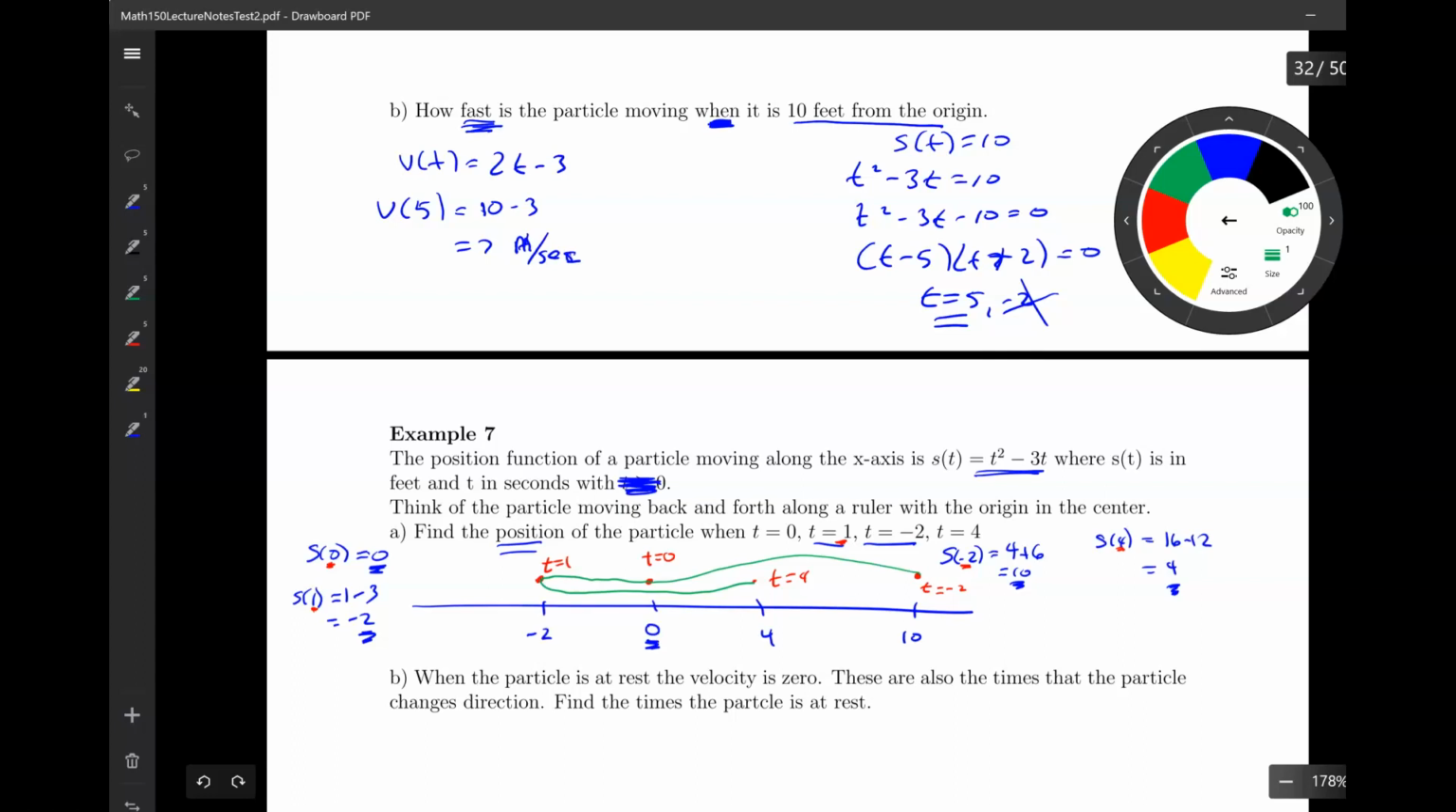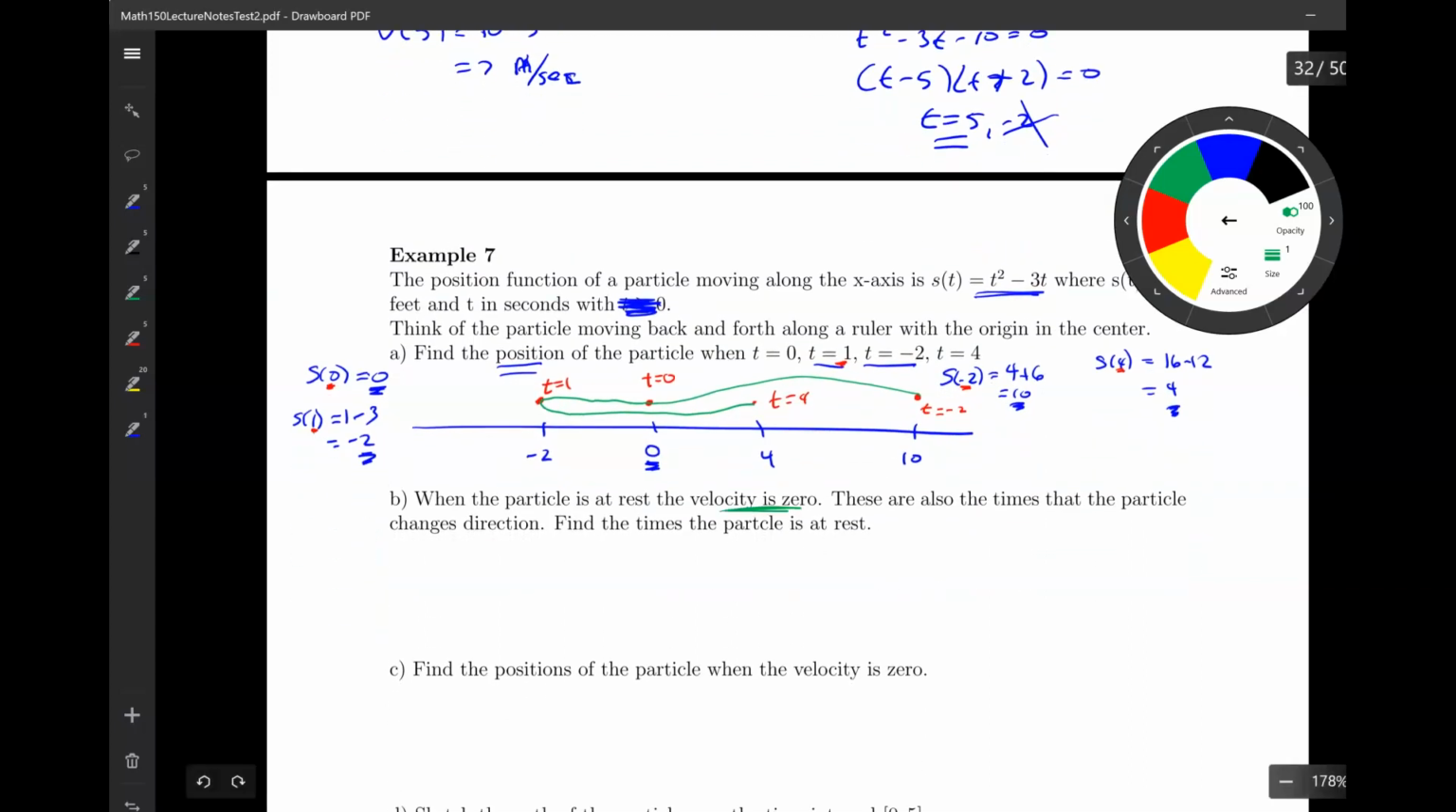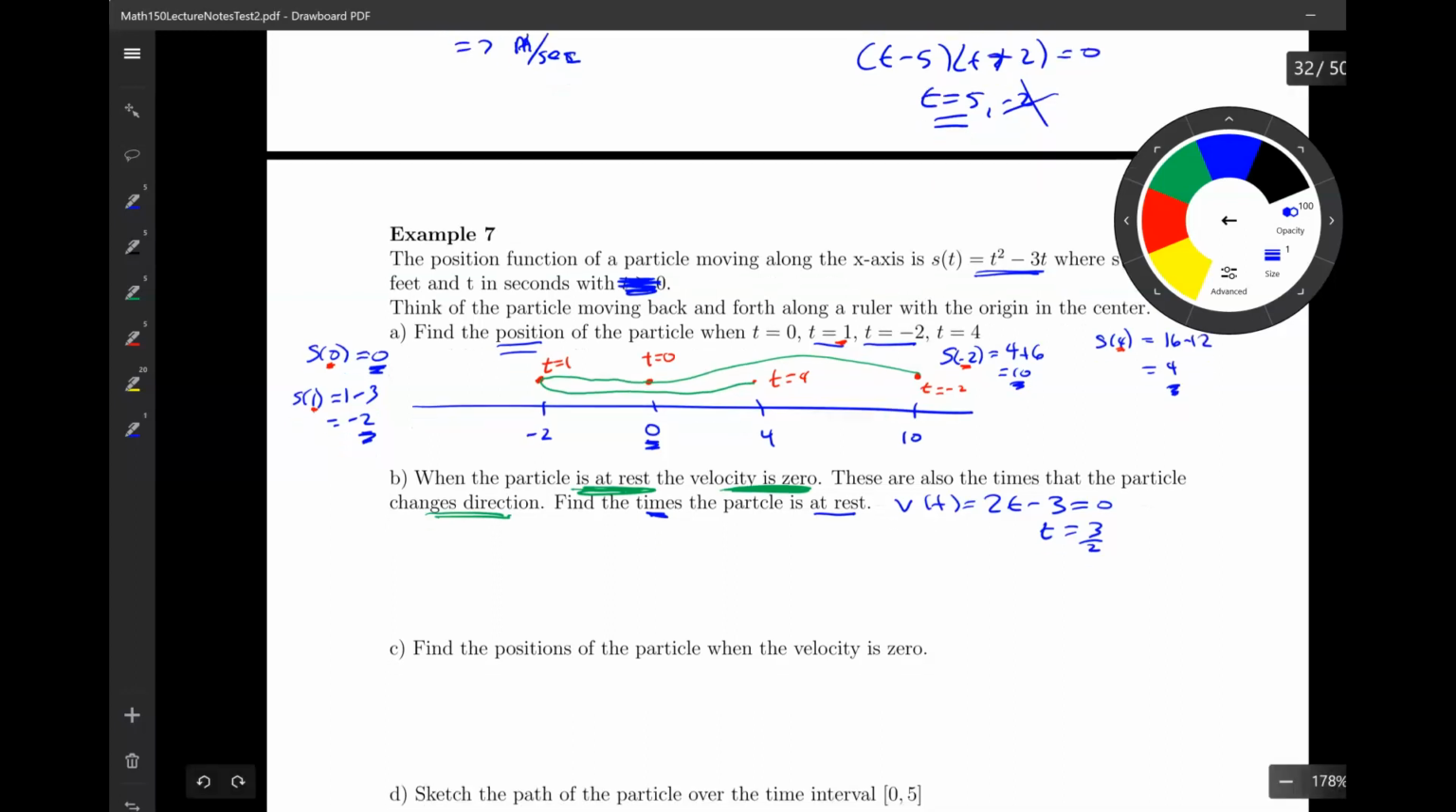So it gives you an indication of how the particle's moving, but we're going to find more detail when we find out when the velocity is 0. So that's when the particle's at rest. And that's going to be when it changes direction, because I'm just kind of guessing as to how time flowed there. But I'm going to find the times when the particle is at rest. So let's find the derivative. So I get 2t minus 3, setting that equal to 0. So I get 3 halves. So that's the time, there's just one in this case, that the particle is at rest.